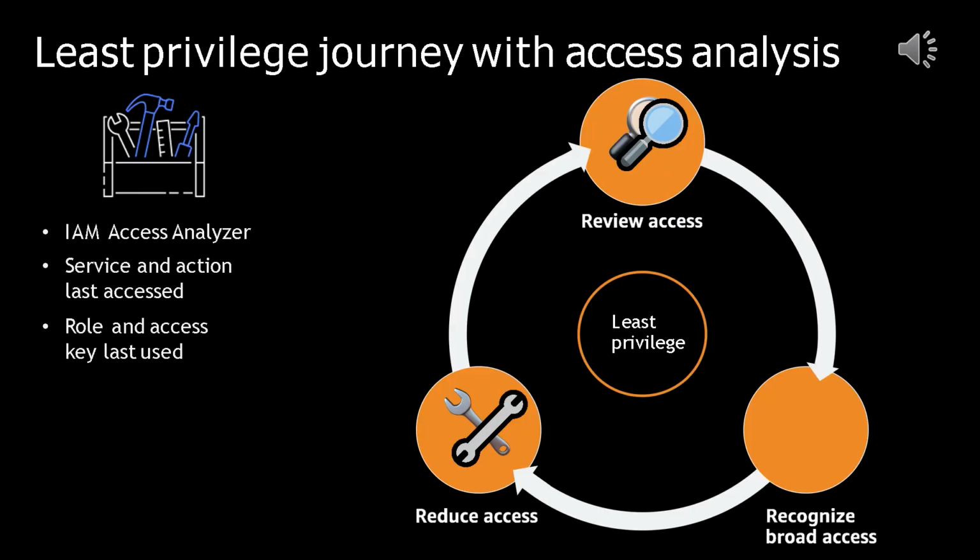AWS has started to offer tools to help us review access, recognize broad access, and reduce it. Some of the tools that we have are IAM Access Analyzer, which monitors your resources and resource permissions and looks into public cross-account organizational access. Then we have Service and Action Last Access, where we can go to the role and look at the services and actions that were used. And finally, we have Role and Access Key Last Used for general cleanup to help us get rid of accounts not being used.